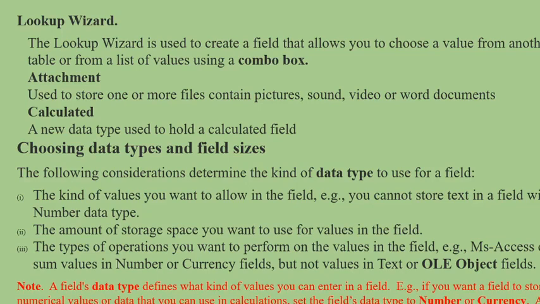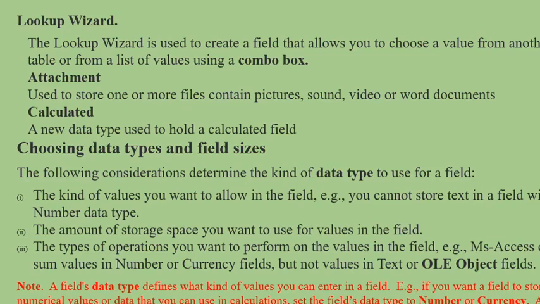Then you have calculated. This was introduced in Office 2010, a new data type used to hold a calculated field. If you want to do calculations straight from a table, from Office 2010 to 2019, they have that data type that allows you to do the necessary. For example, you may have fees paid, fees payable, and balance. Then you want to calculate the balance from the table, you just type equals fees payable minus fees paid. Then you run. That one will allow you to use that one as a calculated field.